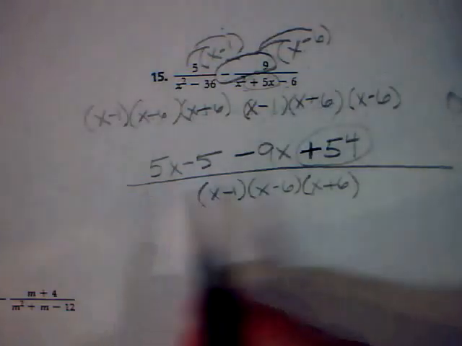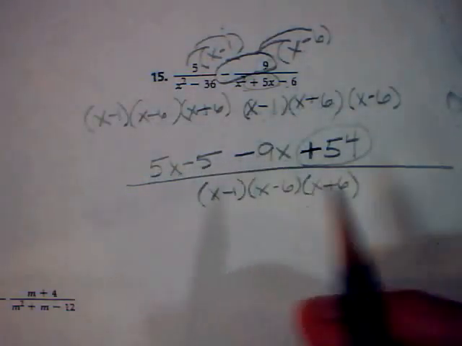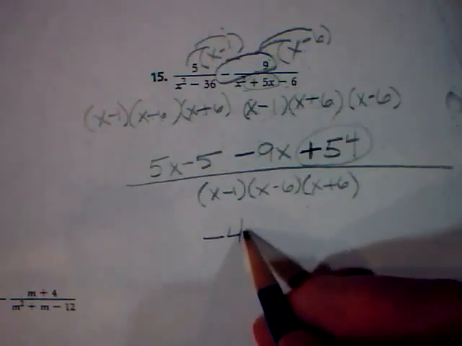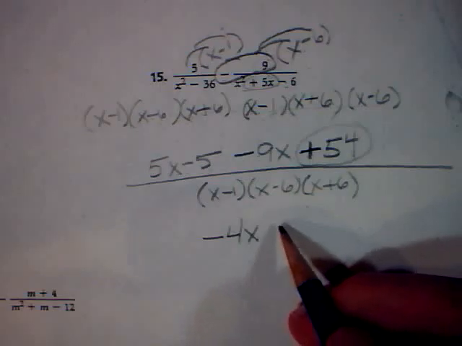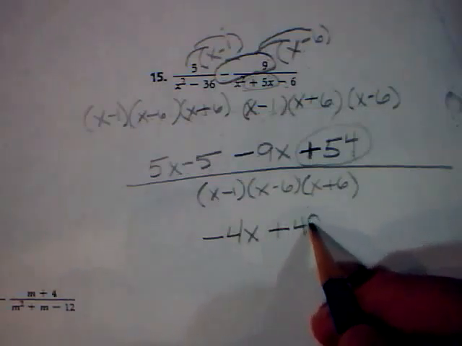So now we're ready to combine up like terms. So 5x minus 9x is negative 4x, and negative 5 plus positive 54 gets you a positive 49.